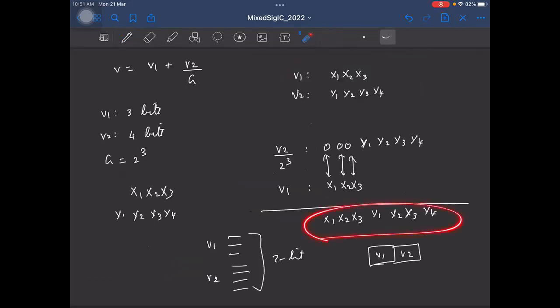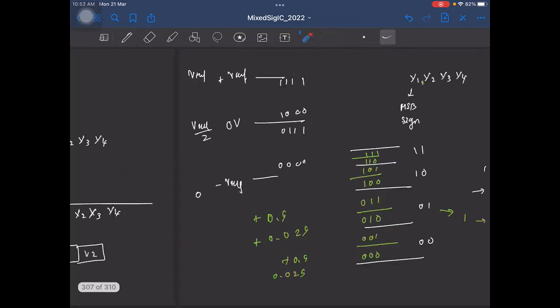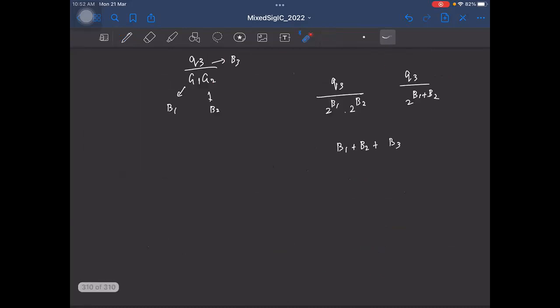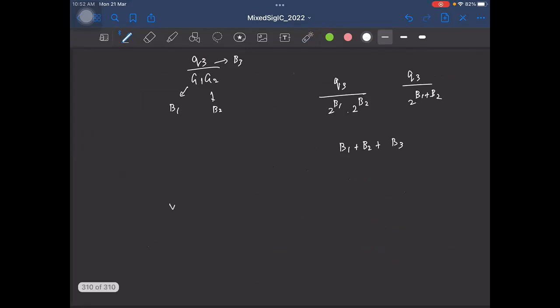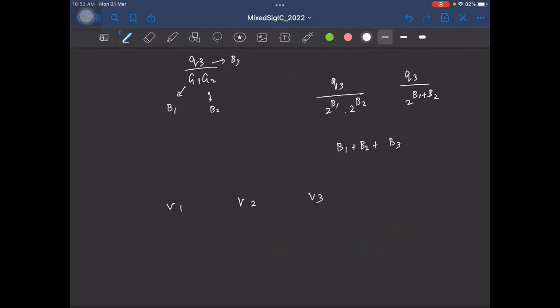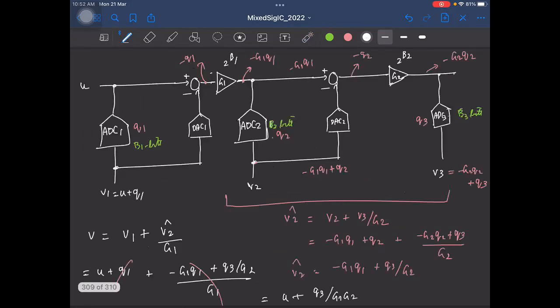Okay. And by the same knowledge, we can expand. For a two-step, what you did, you appended the two outputs, right? So for a three-step ADC, how do you think the output should be combined? I have V1, V2, V3. Is that fine? So this will be V1, V2, V3. That's all. Okay. And one last thing. So from here, notice what happens.